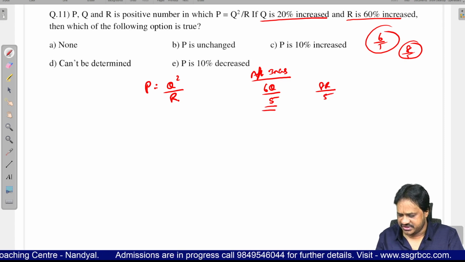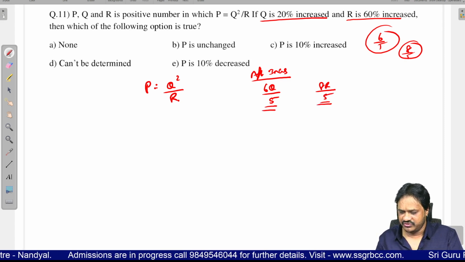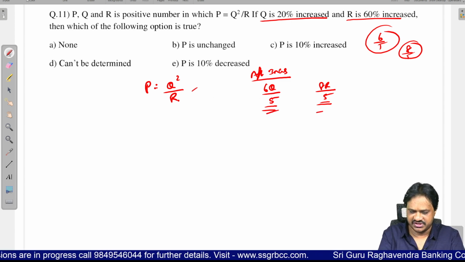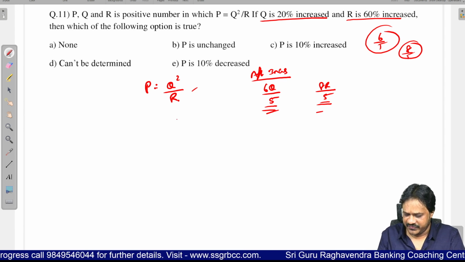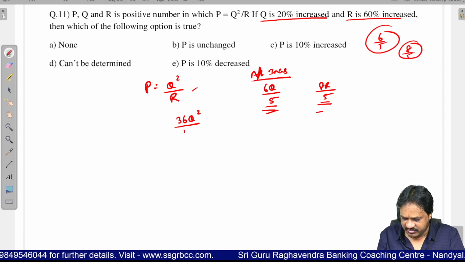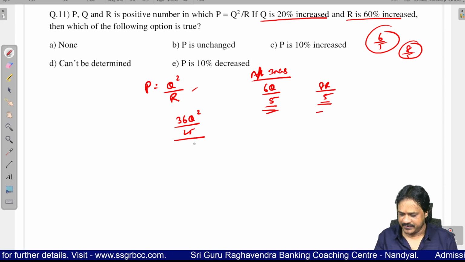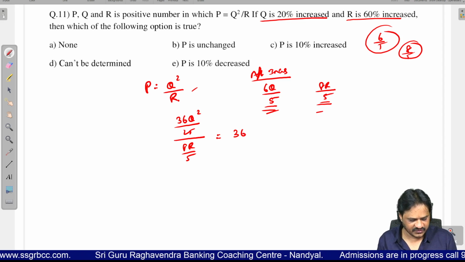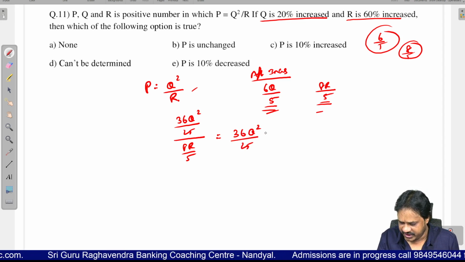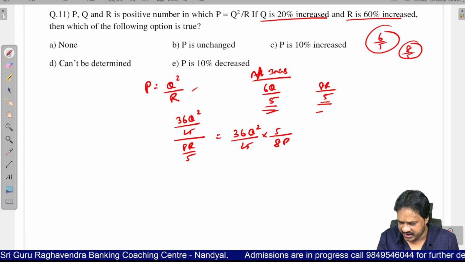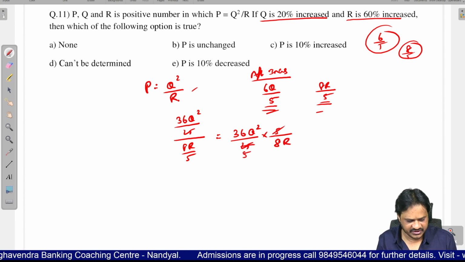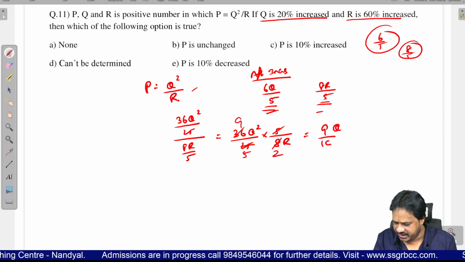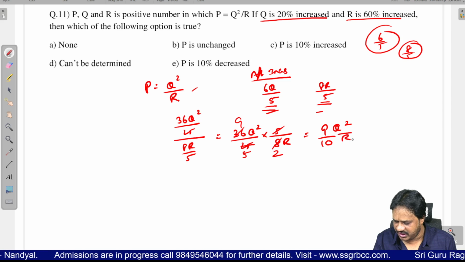So after the increase, Q will be 6Q by 5, R will be 8R by 5. Now if you substitute these two in this equation, Q square by R. Q square means 36Q square by 25 by R, R value 8R by 5. Now if you do the calculation, 36Q square by 25 into 5 by 8R. 5 ones, 5 fives, 4 twos, 4 nines. It will become 9 by 10 Q square by R.